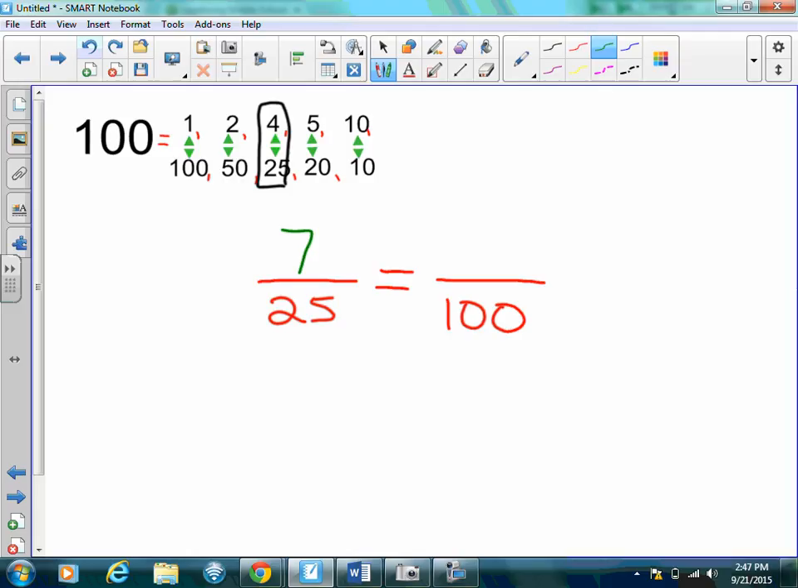28 cents. Steven? 28 cents. 28 cents is correct. 25 times 4, look, it's right here, and 7 times 4 is 28. Read it: 28 hundredths. Write it: 28 hundredths. 28 cents, 28 pennies, 7 25ths. So anything with a 25, you're going to multiply by 4.